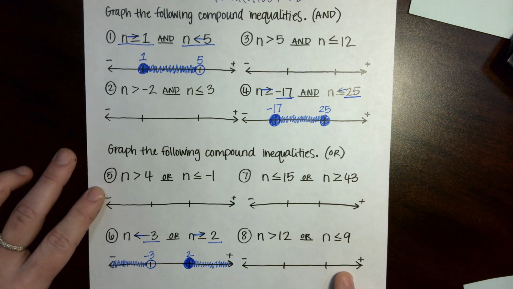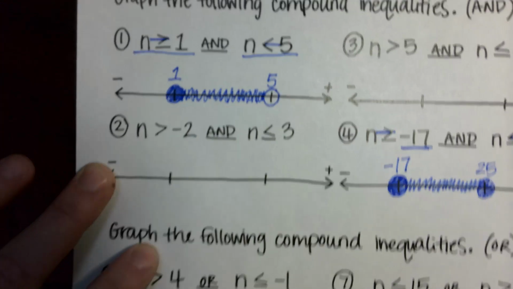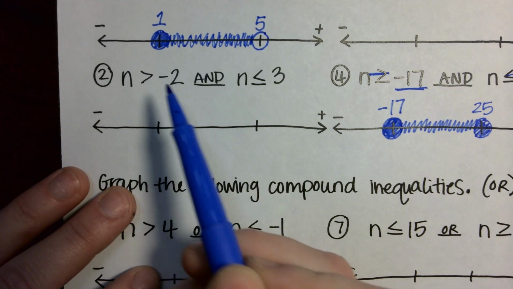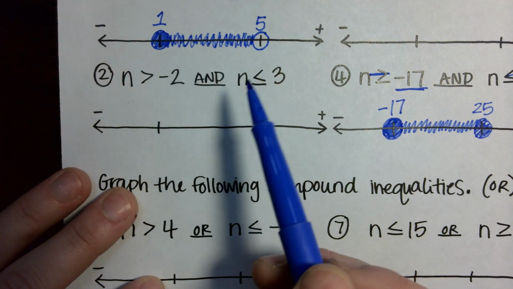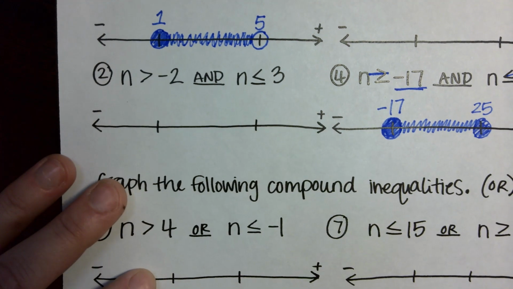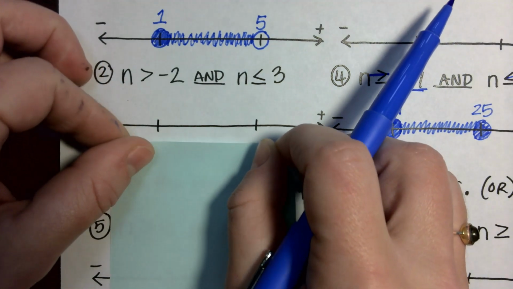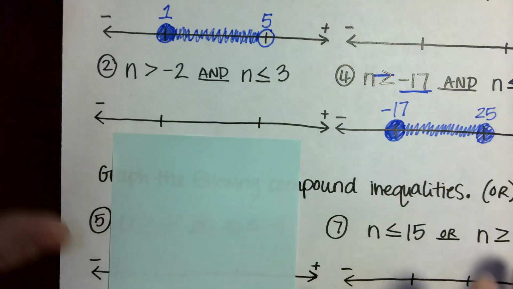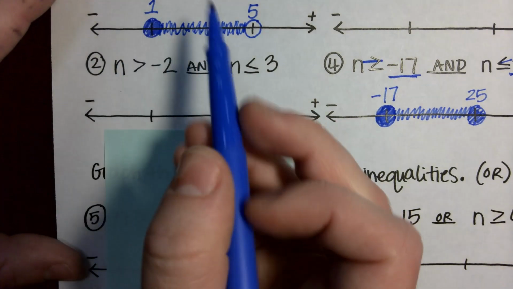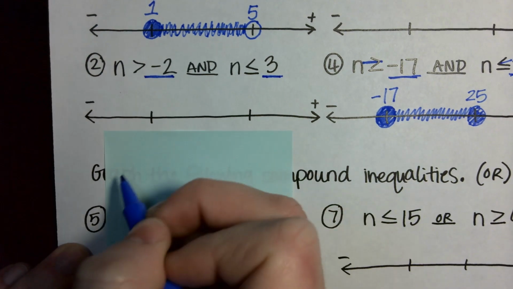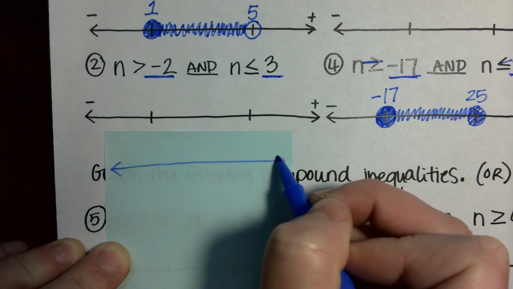Do number 2, please. Number 2, let's do it. All right. So I have N is greater than negative 2, and N is less than or equal to 3. So what's the first thing we need to decide before we make our graph? Yeah, we need to decide which number is going to go where on our graph. So we decide that by figuring out which number is bigger, which number is smaller. Smaller number comes first in the order of numbers. So let's do a number line.